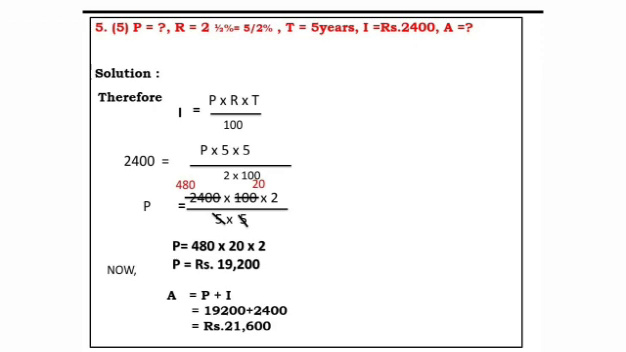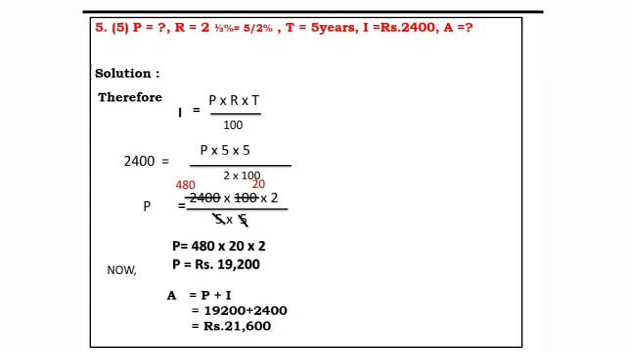Now you are going to substitute the values. Therefore I is 2,400 is equal to P into 5 upon 2 into 5 upon 100. Now this 5 upon 2 into 5 upon 100, when it goes to your left hand side, it gets reciprocal. Therefore principal, that is P is equal to 2,400 into 100 into 2 upon 5 into 5. Then do the cancellation. Therefore P is equal to 480 into 20 into 2, which is equal to rupees 19,200.